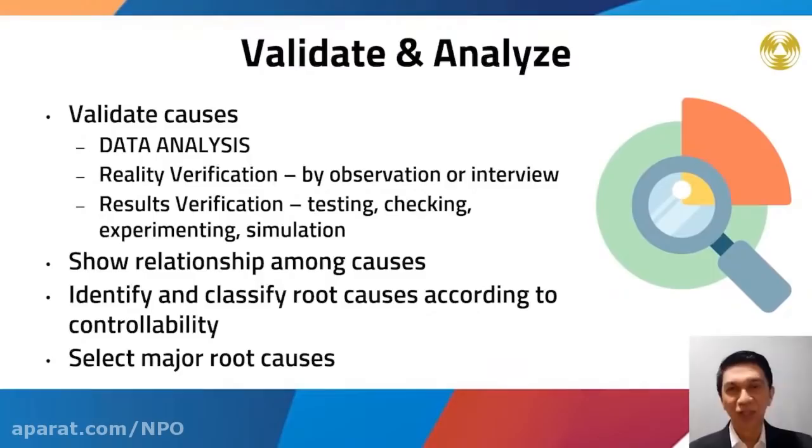You also do results verification, you check, you test, you experiment, you simulate, and show relationship among the causes. When you do a cause and effect diagram, it is important that you classify them and identify them according to controllability. The root cause has to be within the control of the process or the function owner. And then, of course, select a major root cause. There could be several root causes for a given problem. Just select the major. Use that Pareto principle.